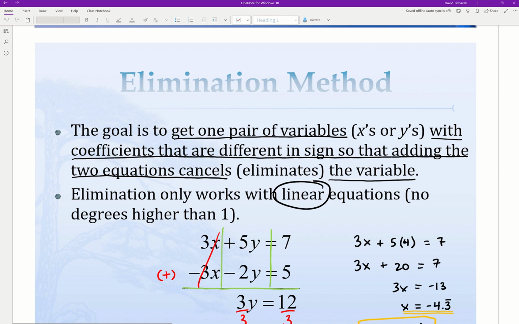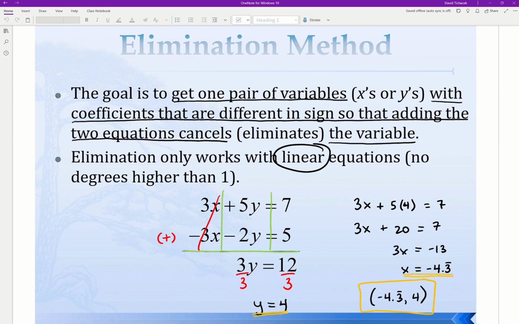So let's get started. In general, the elimination method involves this idea right here. Your goal is going to be to take both equations and get a pair of variables, either a pair of x's or a pair of y's, maybe with the same coefficients or different coefficients. We need them to be eliminated or cancel out. The way that we're going to get that done is by making sure that one of them has a positive sign, the other one has a negative sign. That way when we add the two equations, we notice that those terms cancel out, just leaving us with the other variable in the problem, okay?